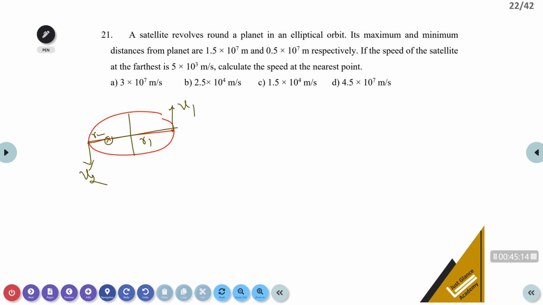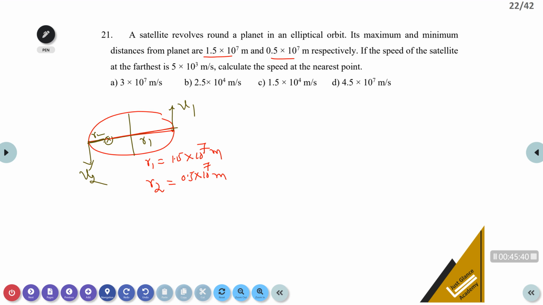Again it is based on the law of conservation of angular momentum. Here r1 equals 1.5 into 10 to the power of 7. He has given this distance, students. And another distance is there. This is r2, equal to 0.5 into 10 to the power of 7 meter.